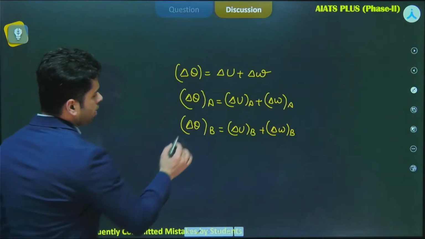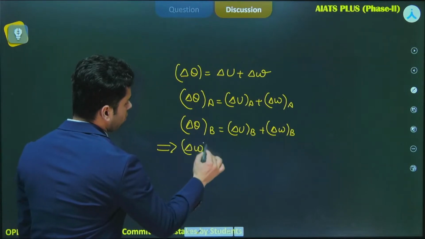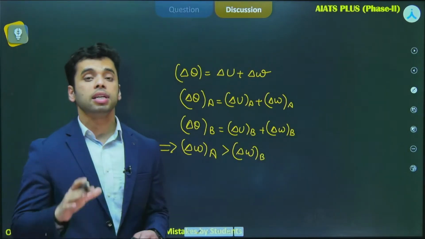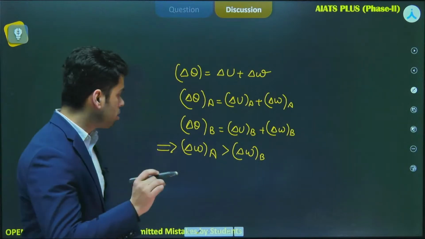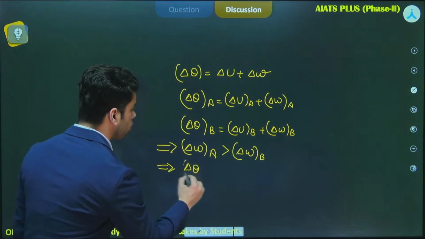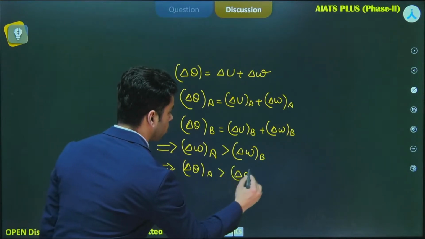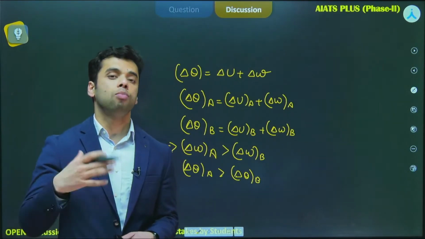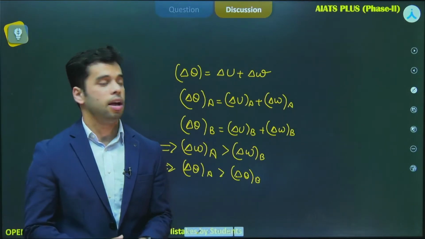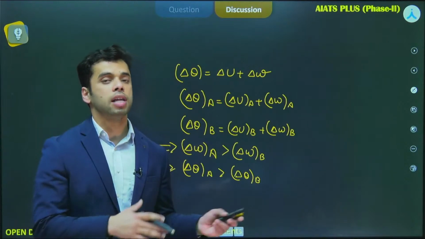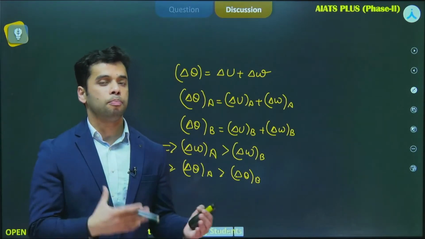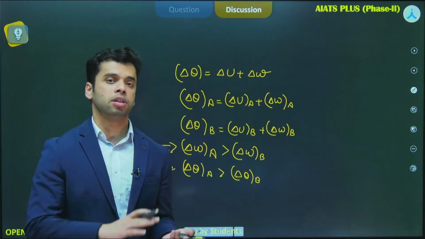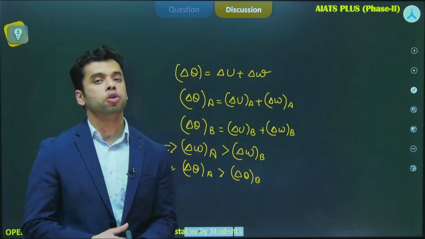If I compare delta W, and delta WA comes out to be greater than delta WB, that is, if the work done in process A is more than the work done in process B, then delta QA should be greater than delta QB. It is very obvious that if the work done is more for a process, then the heat absorbed will be more. The portion of heat utilized for the change in internal energy is the same for both processes A and B, so the rest of the heat will be utilized for the work done.